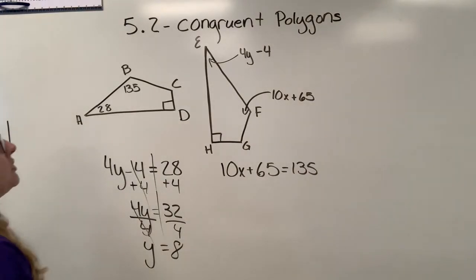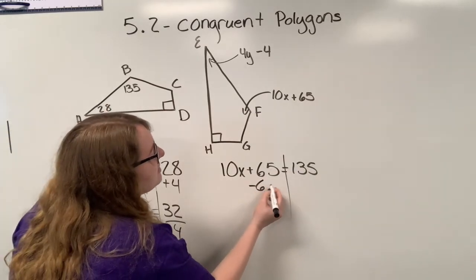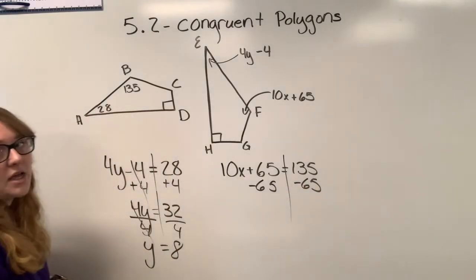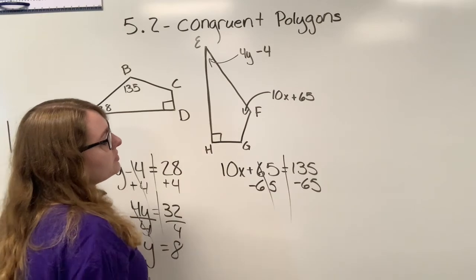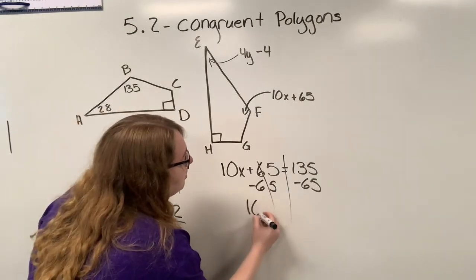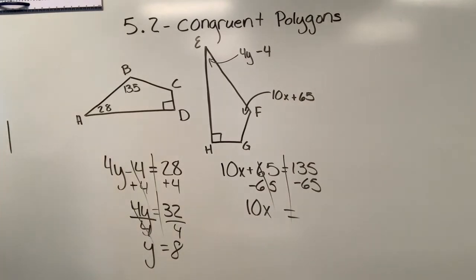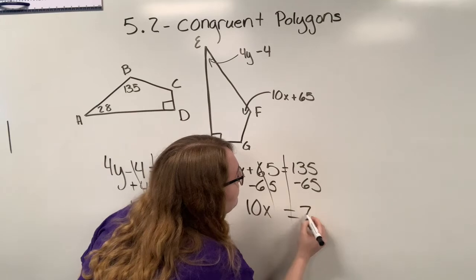All right, same thing here. What we're going to do is start by subtracting 65 once on each side of the equal sign. Positive 65 minus 65, those are going to cancel because they add to 0, leaving us with just a positive 10x. And then 135 minus 65 is going to give us 70.